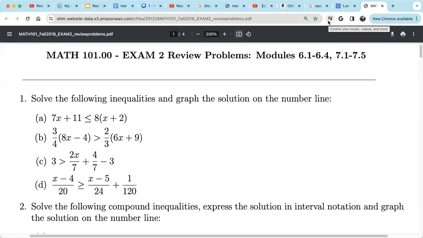Okay, let's work on the review for exam 2. The first type of question is solve inequalities. Let me get my pencil to work.